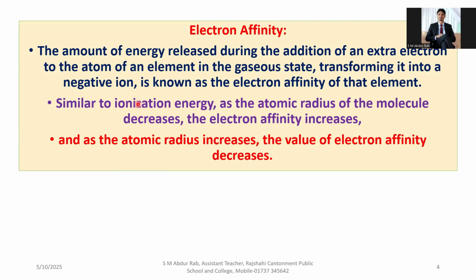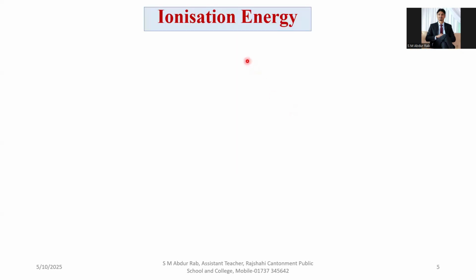But when you move down in a group, the atomic size increases, so the nucleus feels less attractive force on the outer shell, so electron affinity also decreases. So my dear friends, now we want to see the ionization energy.